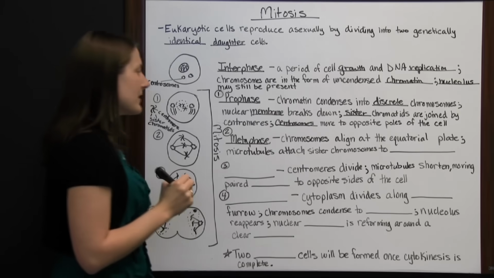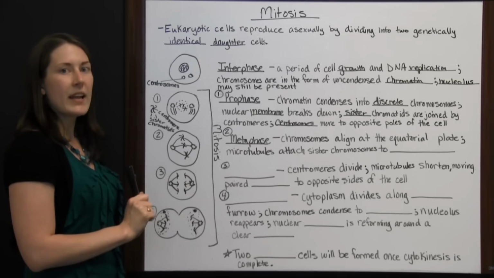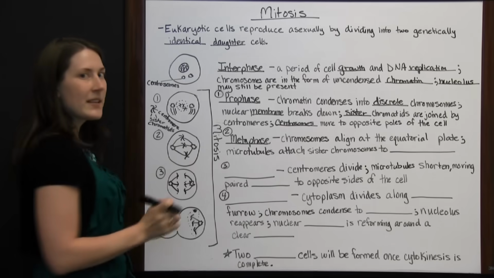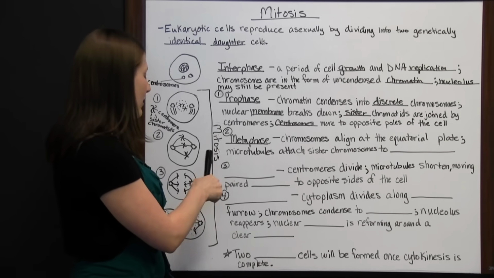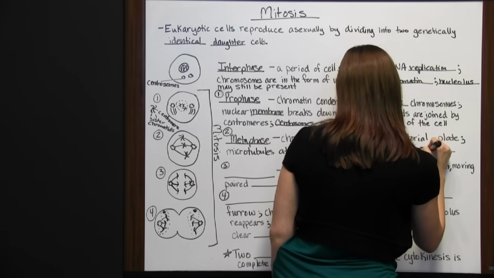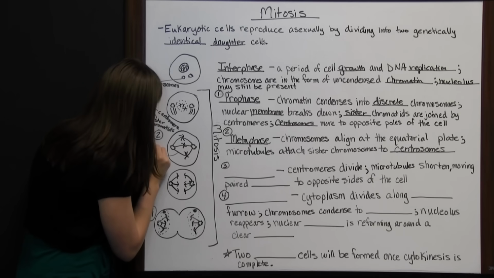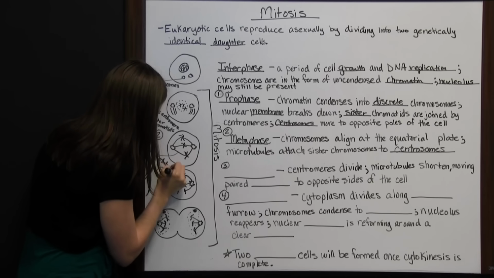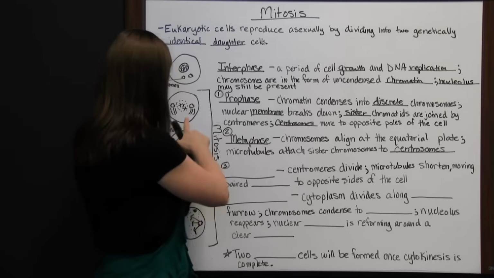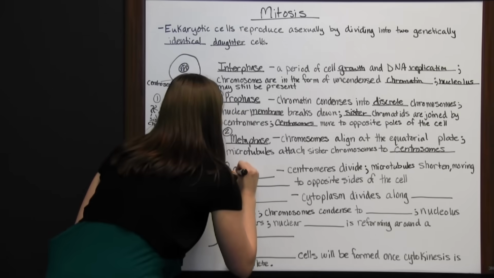In metaphase, the chromosomes align at the equatorial plate. So where they're kind of just all over the place, they've lined up at the equatorial plate, which means that it's equally distanced from both of those centrosomes that have spaced themselves out at either pole. The microtubules attach sister chromosomes to the centrosomes. So you've got your centrosomes, and these are your microtubules that are attaching the chromosomes to the centrosomes. They've lined them all up along this equatorial plate. And now we're ready to move on to the next stage of mitosis, anaphase.